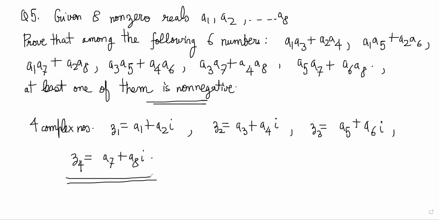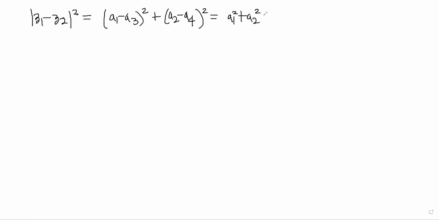Now let's calculate what is the value of mod of Z1 minus Z2 square. So I'll do that in the next screen. What is this modulus? This is going to be (A1 minus A3) whole square plus (A2 minus A4) whole square. So that becomes equal to A1 square plus A2 square plus A3 square plus A4 square minus twice of (A1 A3 plus A2 A4), right?